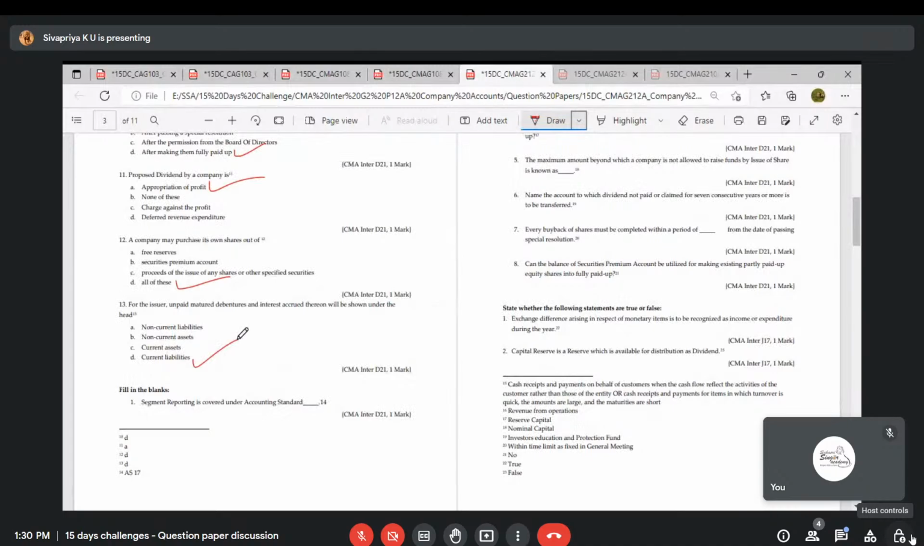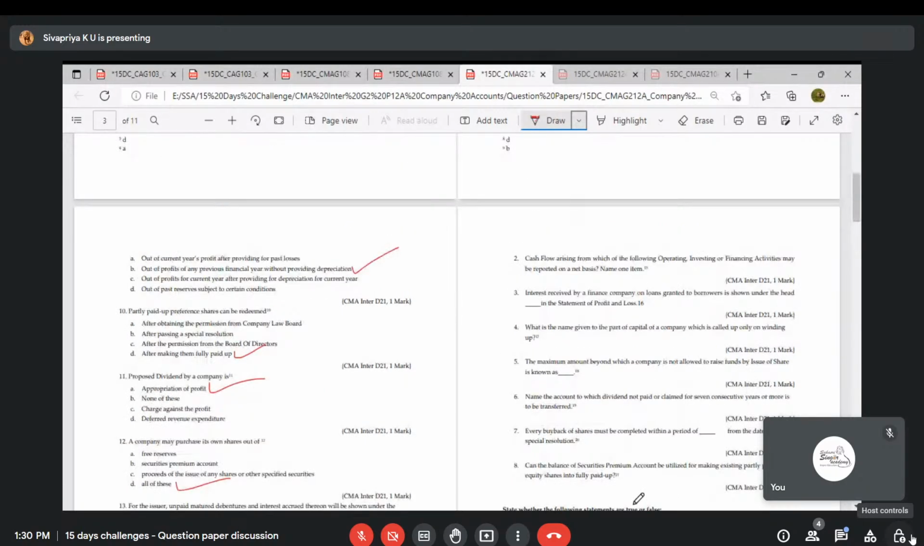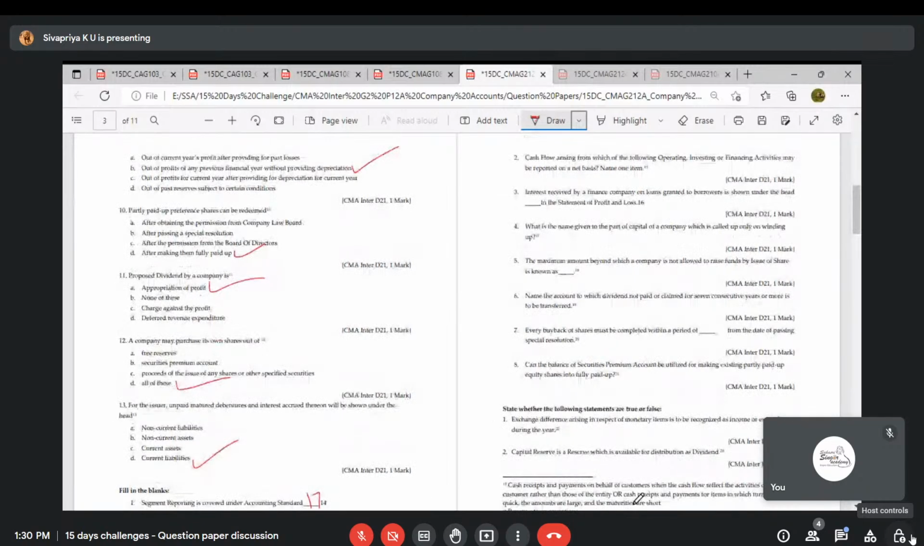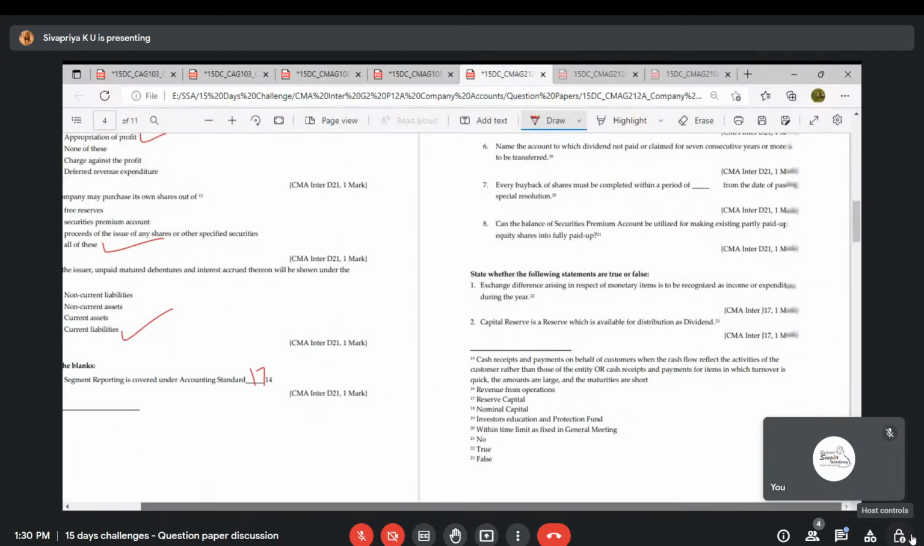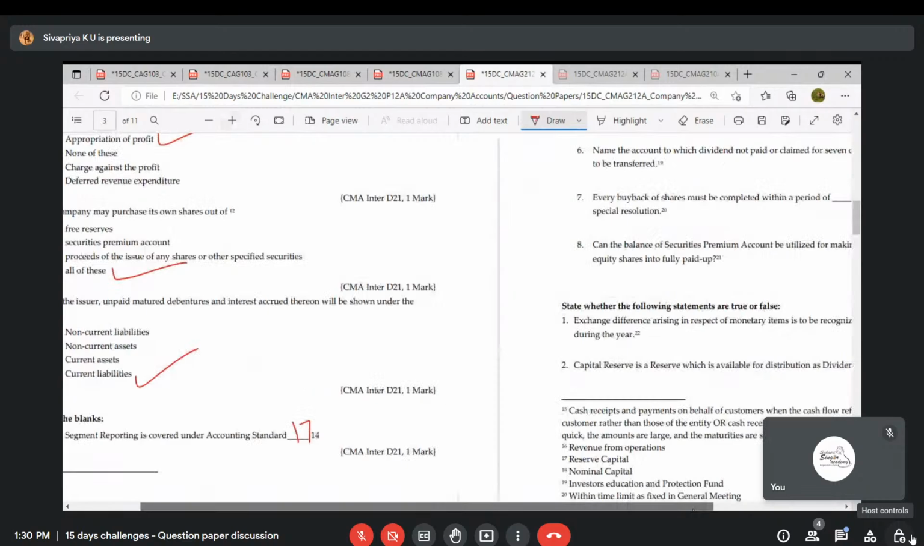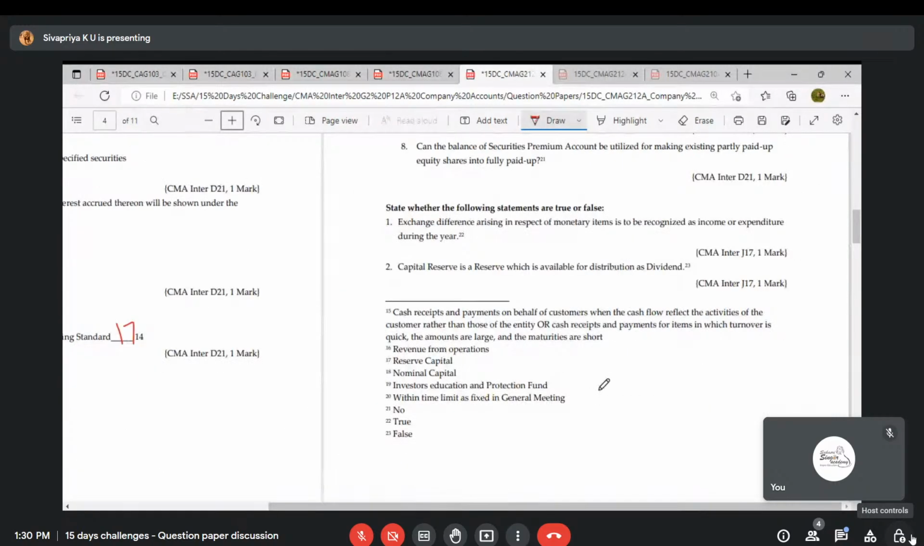This is accounting standard 17. Cash flow arising from operating, investing may be reported on net basis. Name any one of them. So this is cash receipts. For 2, it is cash receipts on behalf of customers when cash flow reflect the activities of customer rather than those of the entity. So next is revenue from operations, reserve capital, nominal capital, investors collection and production fund within the time limit as a fixed and general meeting.